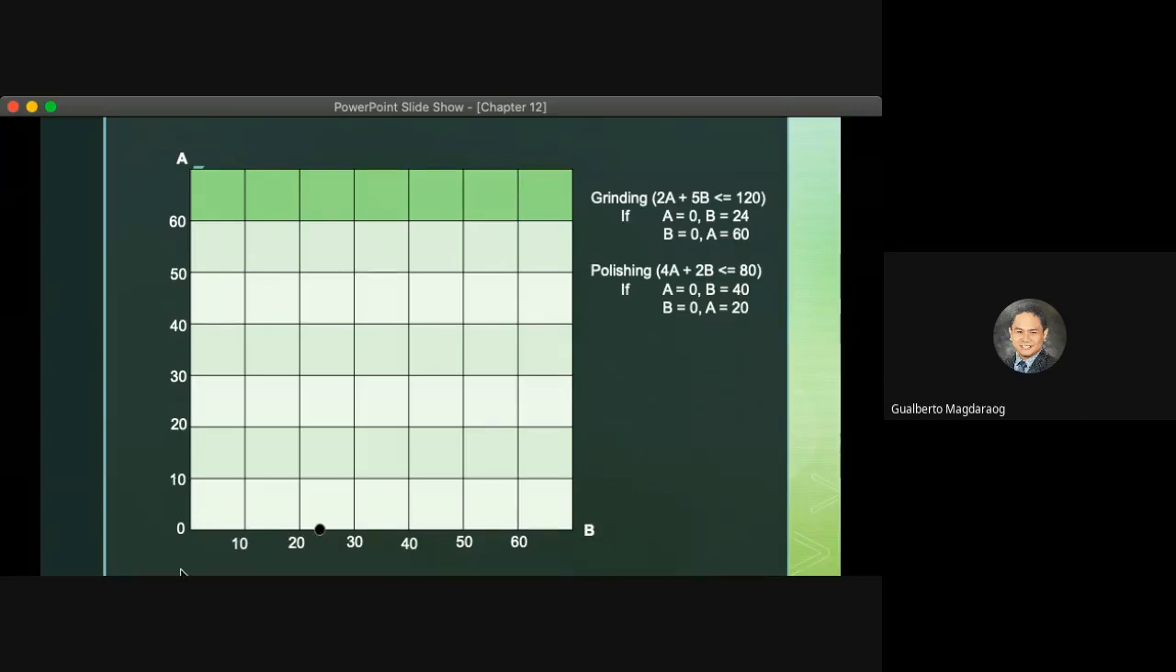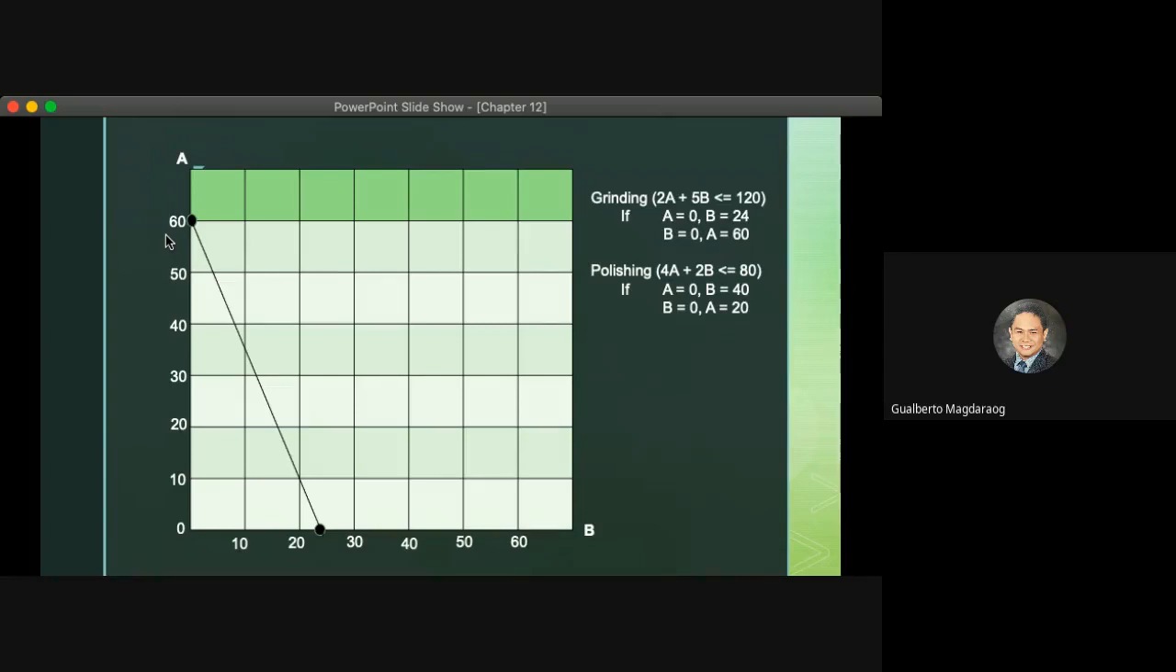And then to get the value of A, we do the same. We assign 0 to B, and then we divide both sides by 2. We will get 60. So the value of A is 60. B is 0, A is 60. Okay, yun yung point na yun. And then you draw a line connecting the A axis and B axis. So this is our grinding limitation.